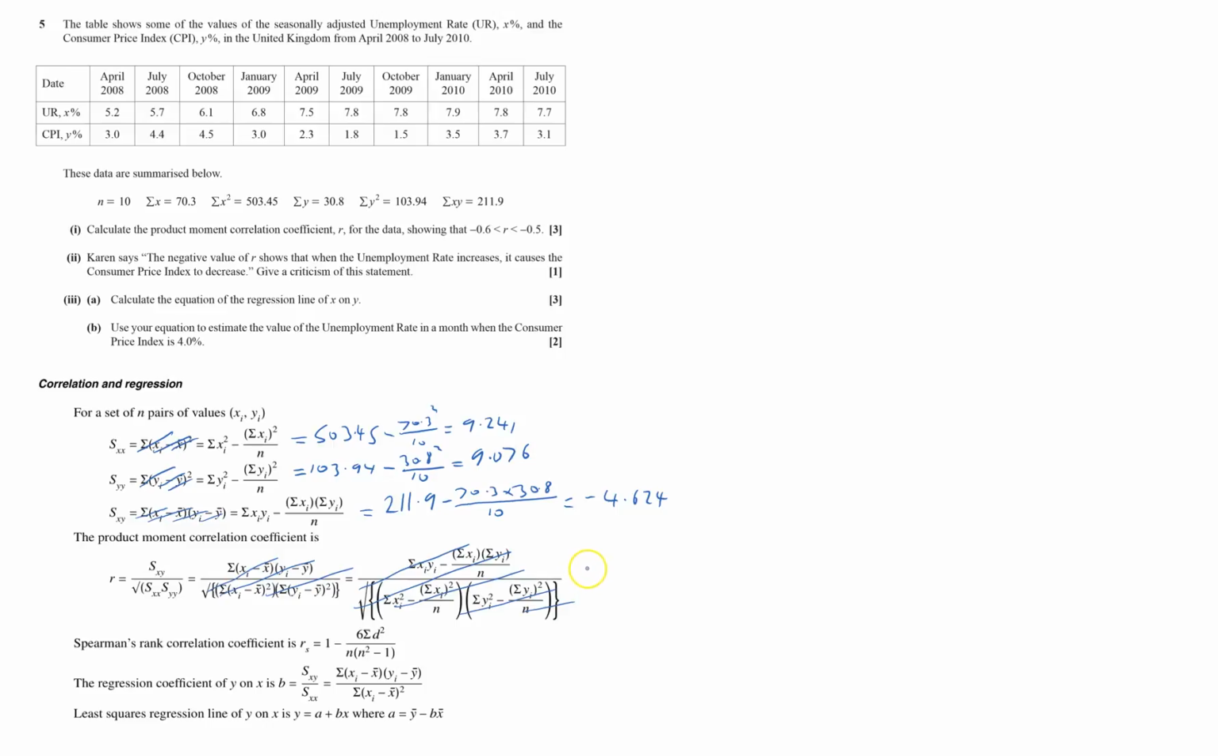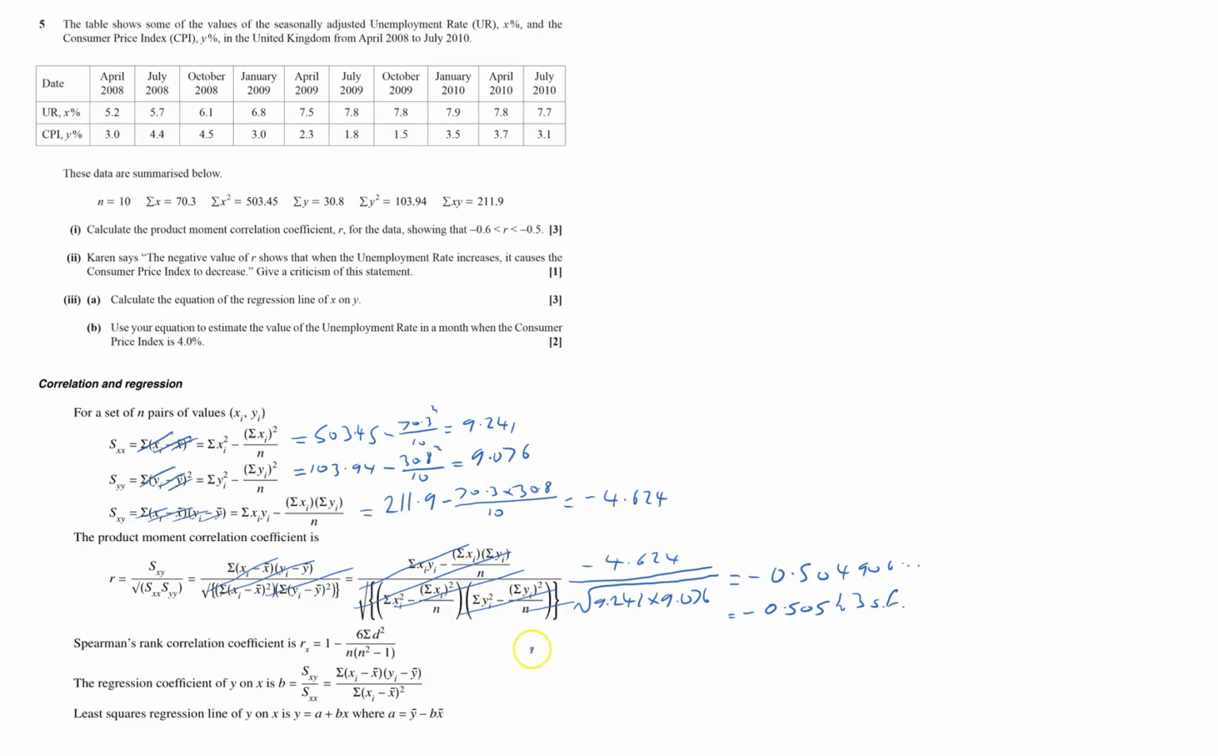R is SXY, that is the minus 4.624 over the square root of the other two things thrown together. So 9.241 timesing it by 9.076, and that equals minus 0.504906, which equals minus 0.505 to three significant figures. So that's the first part done.